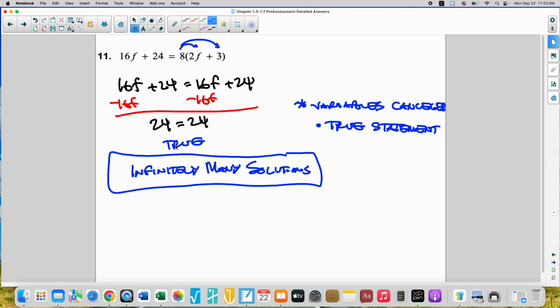Not true. True is not the answer. Infinitely many solutions is the answer. Please give me only one answer. The alternate answers could be identity, and that's the identity property is what they're talking about. And then the other solution could be all real numbers. Those are acceptable alternative solutions.